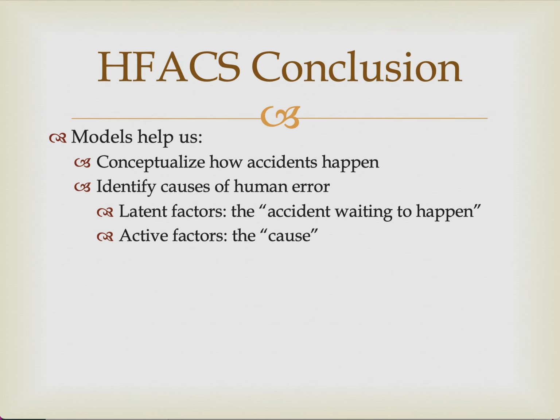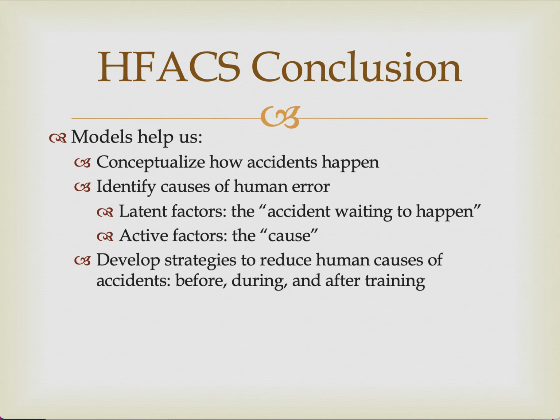The way NTSB, or National Transportation Safety Board, accident reports are written up, they'll have probable cause, as in what probably caused the accident, the most important cause to it, and then factors contributing to the accident include all the things that led up to that accident happening. We'll see a few examples of those in this class as well. So in this class, we're going to try to help develop strategies to reduce human causes of accidents before, during, and after training.